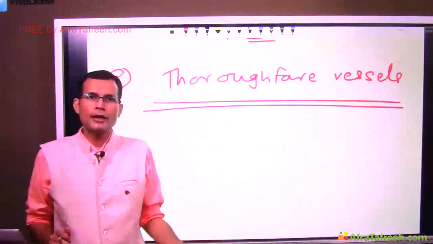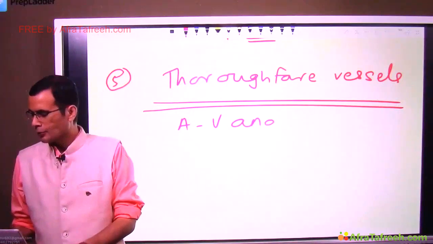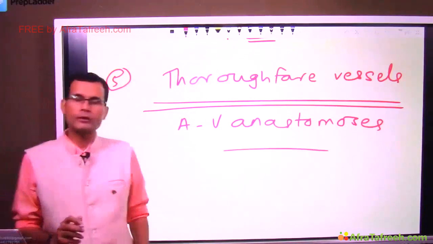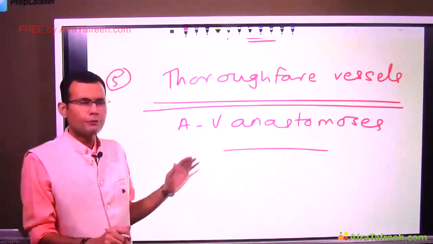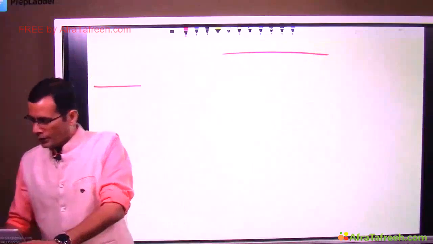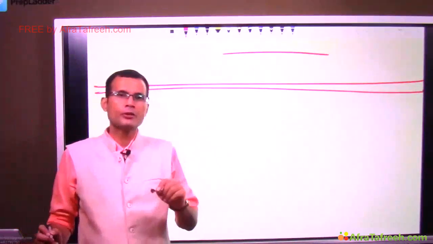So what do you think are thoroughfare vessels? AV anastomosis, arteriovenous anastomosis, they are called thoroughfare vessels. So these are the functional types of blood vessels. Let's take one more short section that's related to blood flow.